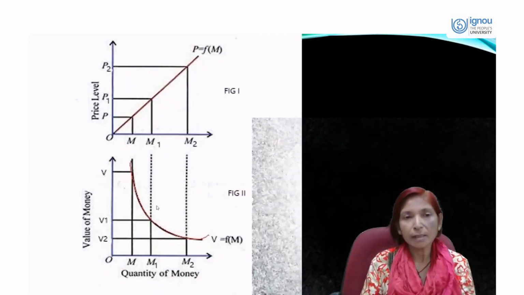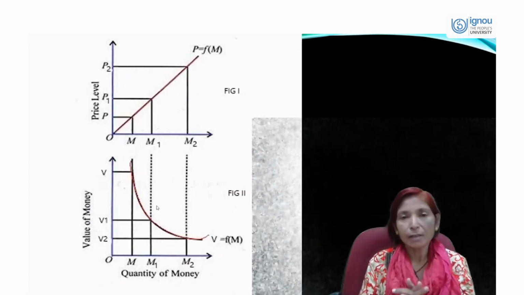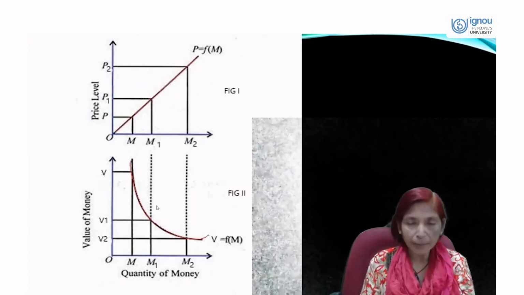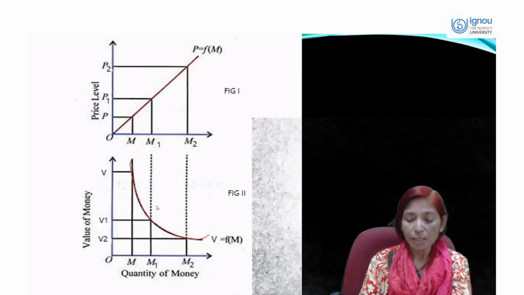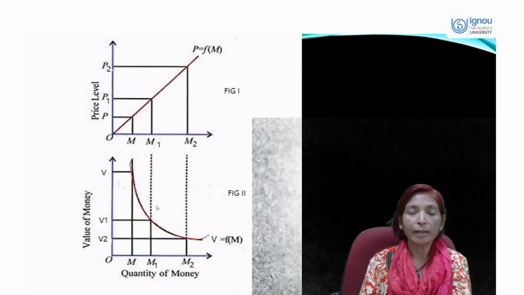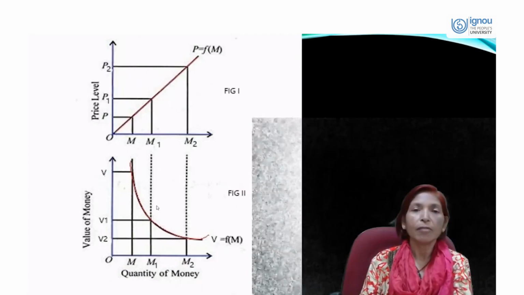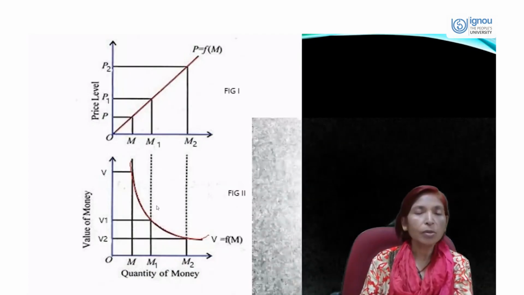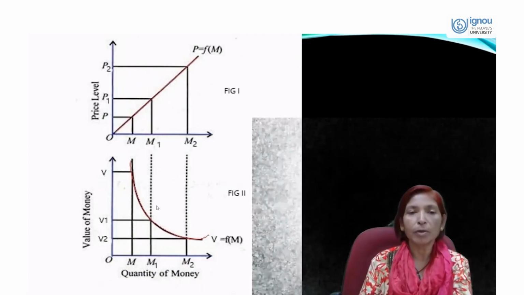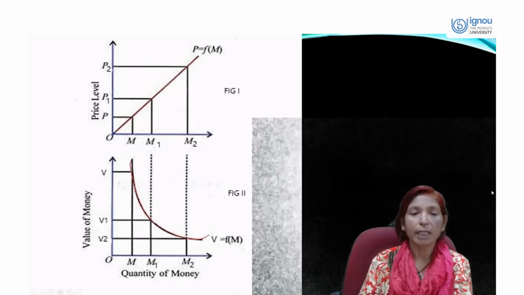So these are the two main curves of Fisher's quantity theory of money. One is positive, which is the main theme of this theory: there is a positive and direct relationship between money supply and the price level, and the curve is a 45-degree line which shows a proportionate relationship between price and quantity of money.